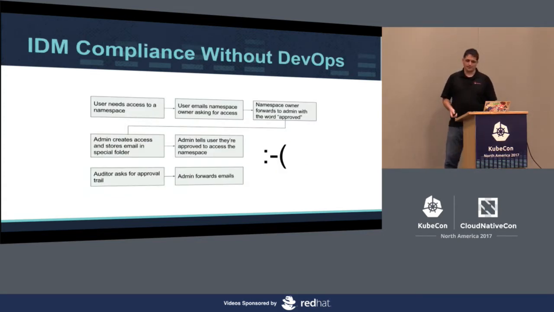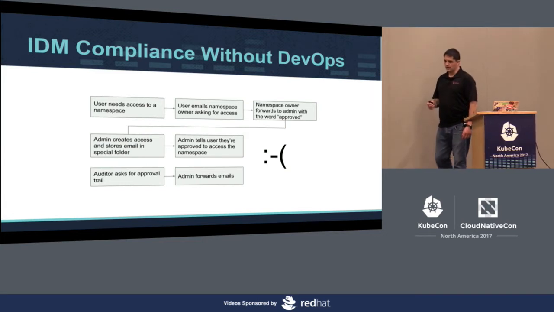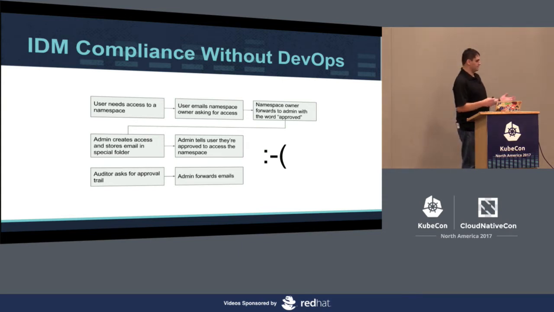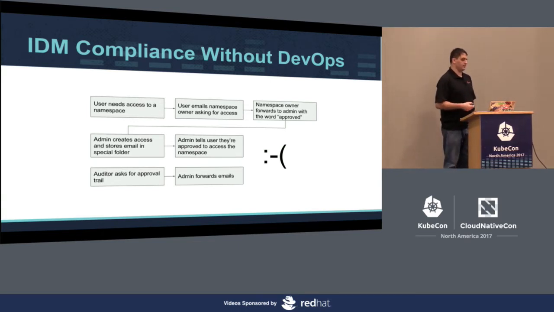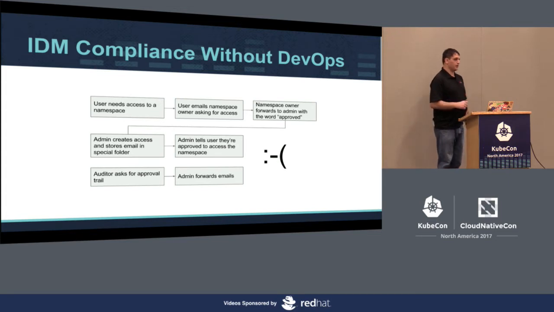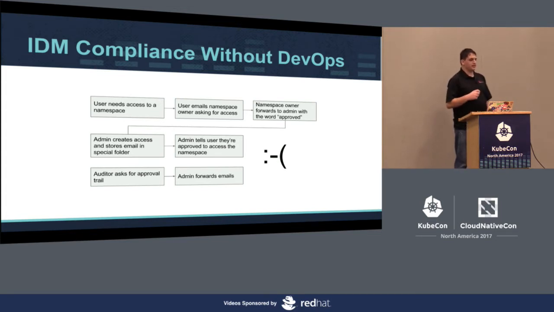So let's talk about the unhappy path with compliance and no DevOps. Everybody's gone through this. I need access to something in Kubernetes, whether it's a namespace, a cluster, or whatnot. I'm going to email my boss, saying, hey, I need access to this. They forward it on to an admin saying, I approve it. Or the admin sends an email saying, hey, do you approve this access? Admin gets told yes, goes ahead, and creates the access. Maybe they're creating a role binding, maybe they're creating an object in a directory somewhere, a database, and then send you an email. And if everything worked according to plan, you have access.